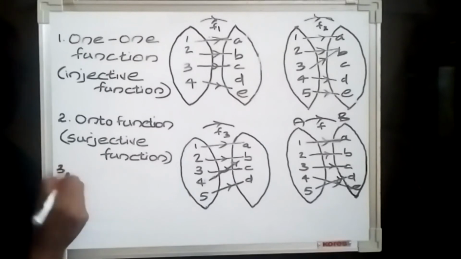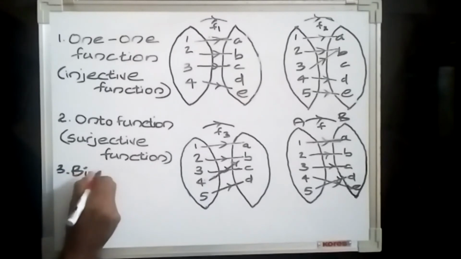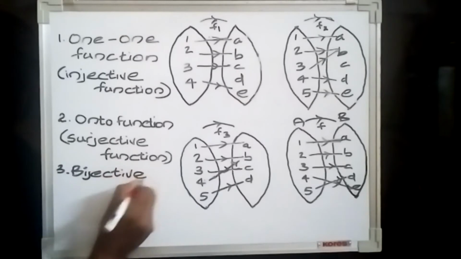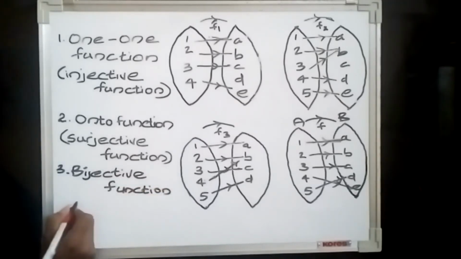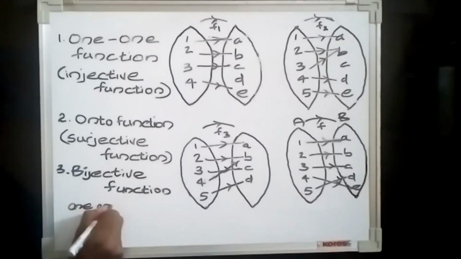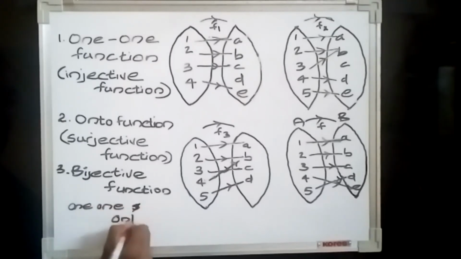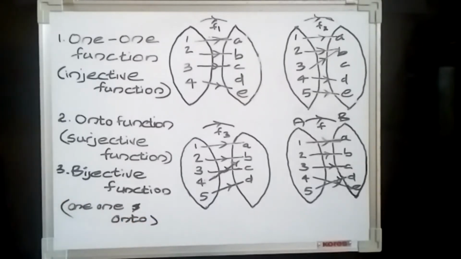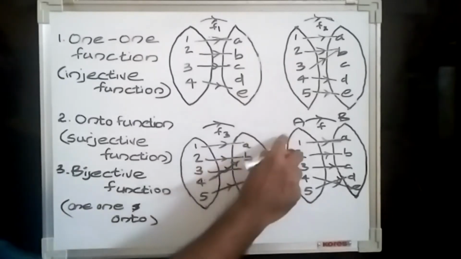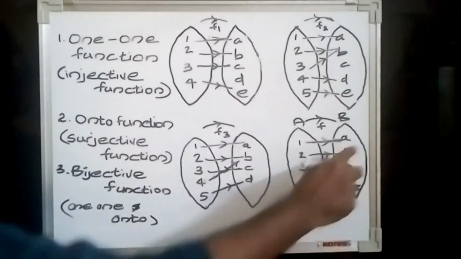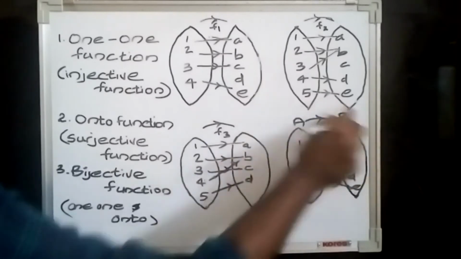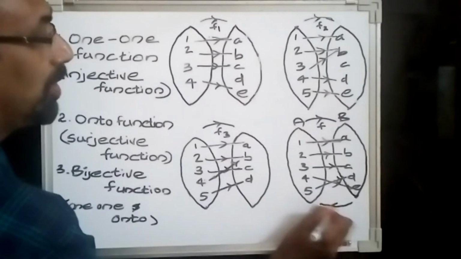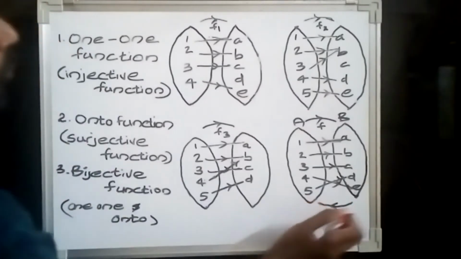The third one: bijective function. A function is said to be a bijective function if it is both 1-1 and onto. The fourth function is a bijective function since it is both 1-1 and onto. The importance of a bijective function is that if there exists a function from A to B, we can find a reverse function from B to A.